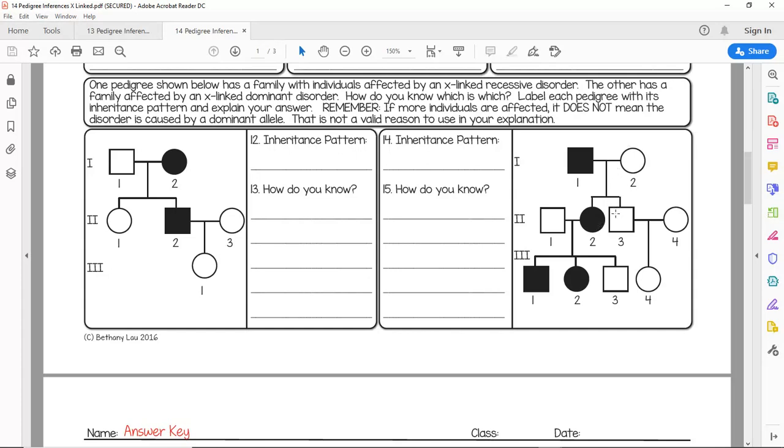Unaffected means all sons will be unaffected in a sex-linked dominant. If the mother is unaffected, you cannot have an affected son. And those are just some clues to work through as you work through this.